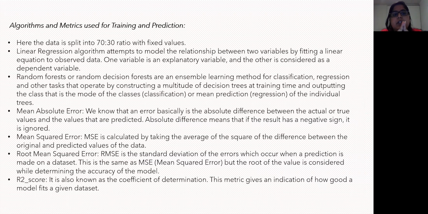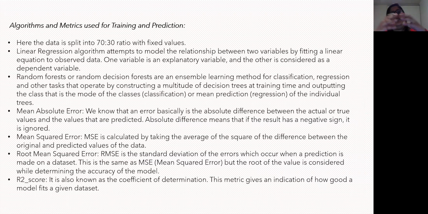The linear regression algorithm helps to tell about the relationship between two variables, one dependent and one explanatory variable. It tries to fit the data set in a single line, and the equation of that is y equals mx plus c. Random forest is an ensemble learning method for classification and regression, and it takes the help of multiple decision trees, and there's a voting system, and the feature which has higher votes is taken.